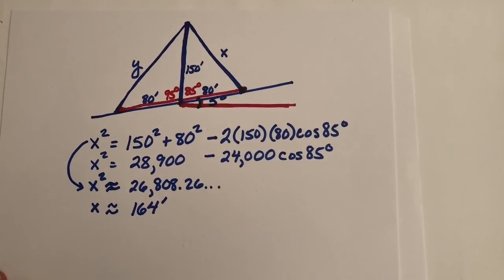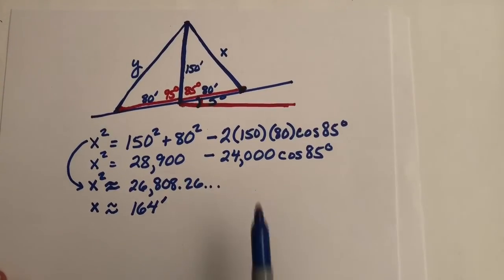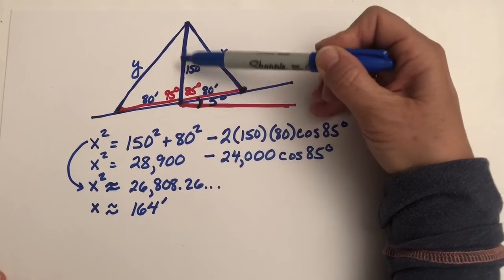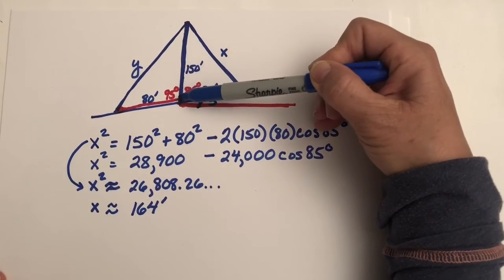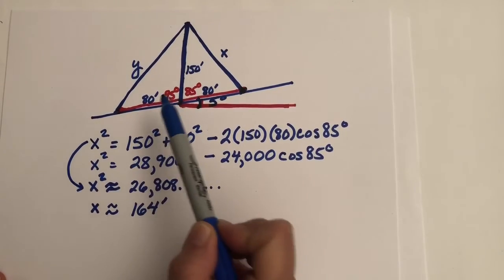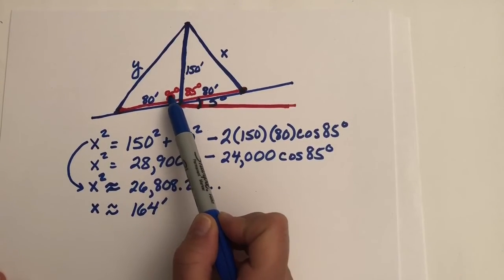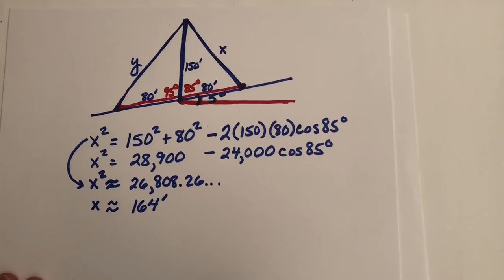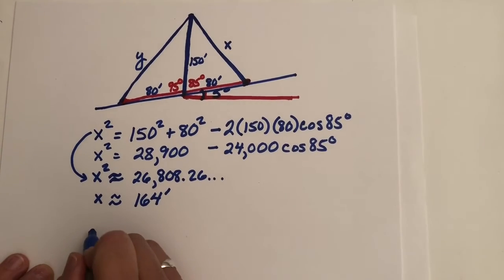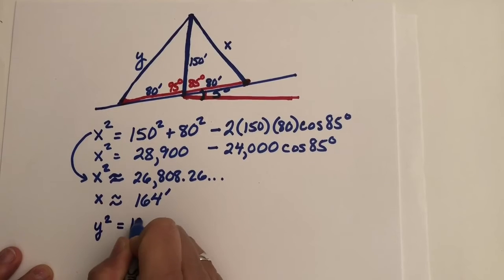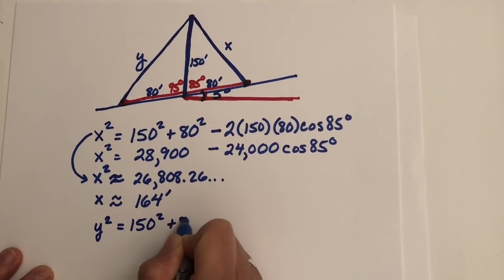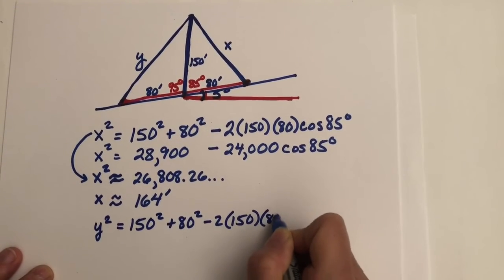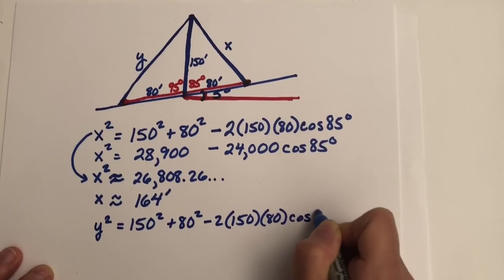We'll do it almost the same way, or in fact, exactly the same way. The only difference is the size of this included angle here. We still have a 150-foot side, an 80-foot side, and now a 95-degree angle. So let's see, do we have room down here to solve it? I think we do. So we'll have y squared equals 150 squared plus 80 squared minus 2 times 150 times 80 times the cosine of 95 degrees.